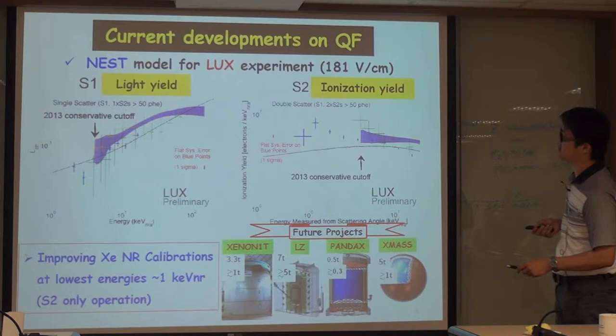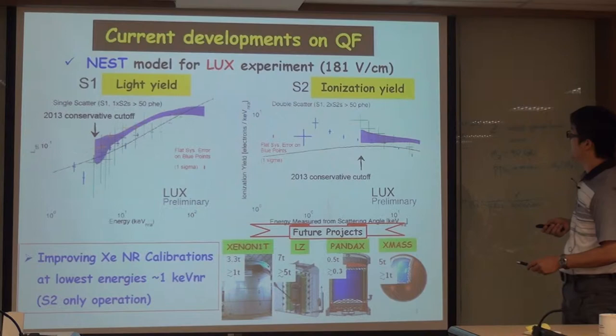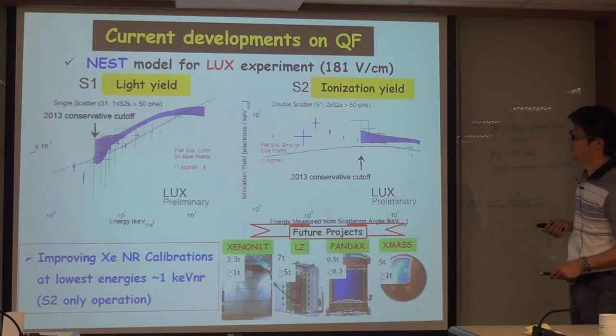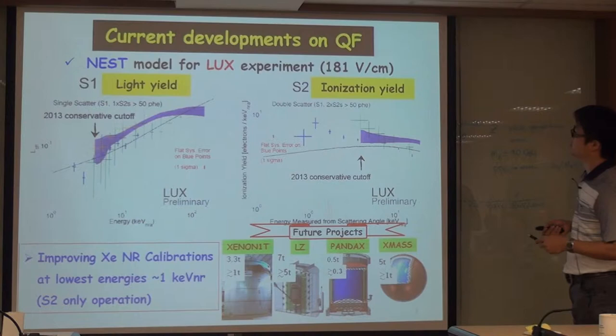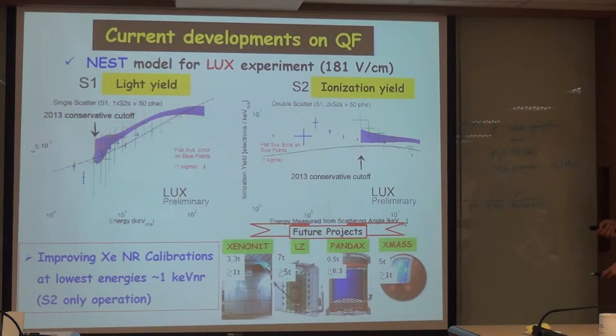At the three keV, and meanwhile, the ionization yield can go to the keV region, and that is so far the best. This is the improvement for the xenon nuclear recoil conversion part at low energy, but that's only available for the S2, because they are not able to get this 1 keV calibration for both light yield and ionization yield yet. And we know the ionization yield signal is bigger than the light yield in principle. And this one affects the future projects as well.